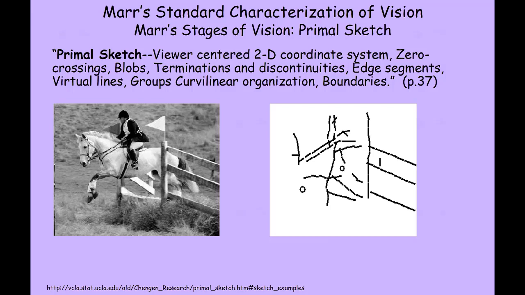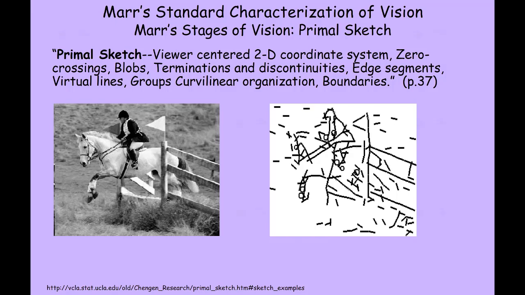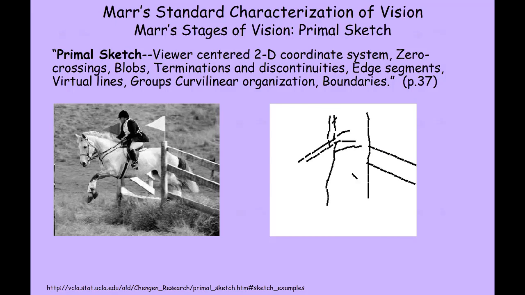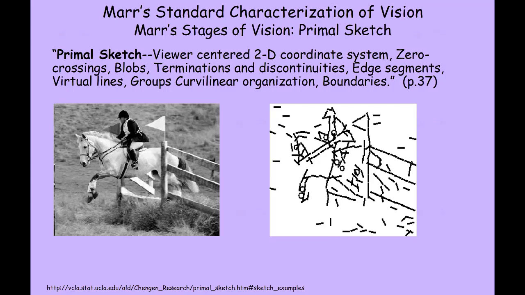So now let's look at each of these stages a little bit more closely. We won't focus on the images stage where we're getting that activation pattern in the back of our eye. We'll go to the next stage and start with the primal sketch. Now, Marr tells us the primal sketch is a viewer-centered two-dimensional coordinate system.